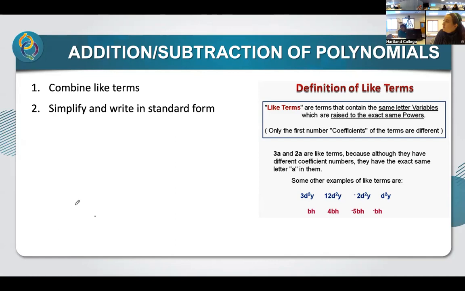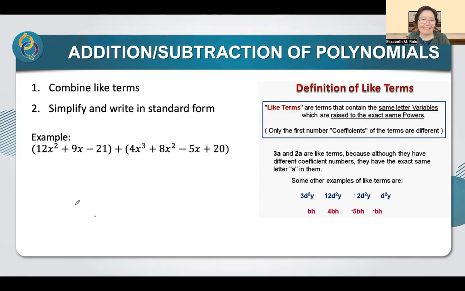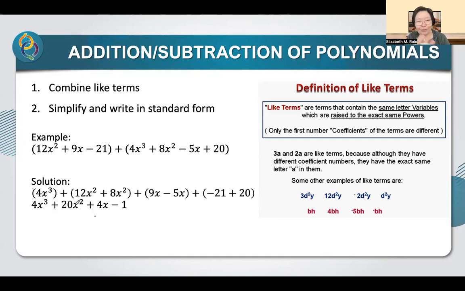Okay. Just suppose I have now 12x squared plus 9x minus 21 plus 4x cubed plus 8x squared minus 5x plus 20. All right. So I just want to show the solution, then we'll have some examples later on. There's only one for x cubed, so I'll separate that. Then I combine the ones with the x squared, and that will be 12x squared plus 8x squared.